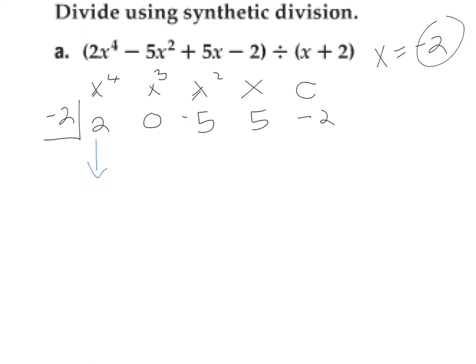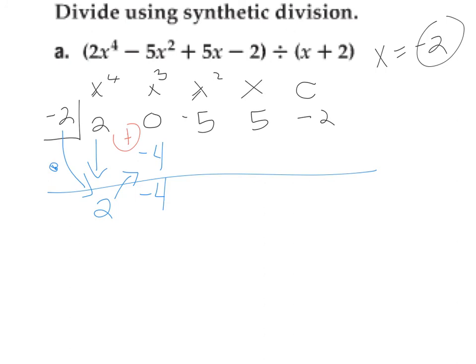So you want to bring down the 2, and that's always the first thing. You always bring that first coefficient down, and then we're going to multiply the -2 and the 2, and the product is going to go under the 0, which is -4. And then I want to add my columns. So that's going to be -4, and then I'm going to do the process again.